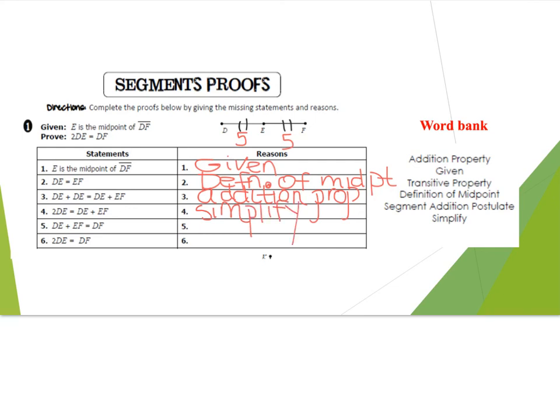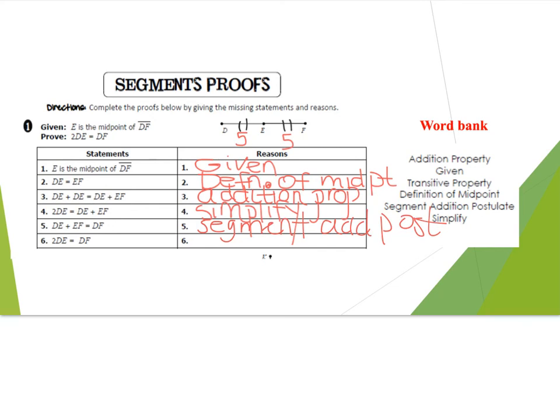So when I take a look at this one right here, DE plus EF equals DF. What part of the segment is DE? Part. What part of the segment is EF? Another part. And what is DF? The whole thing. So DE part, EF part, DF whole. So part plus part equals whole. Guess what that is? That's going to be your segment addition postulate.